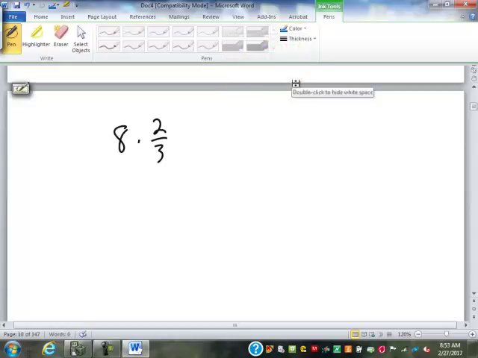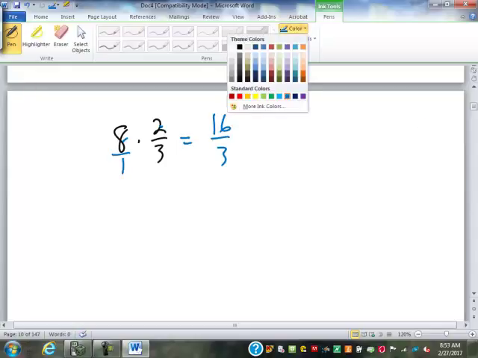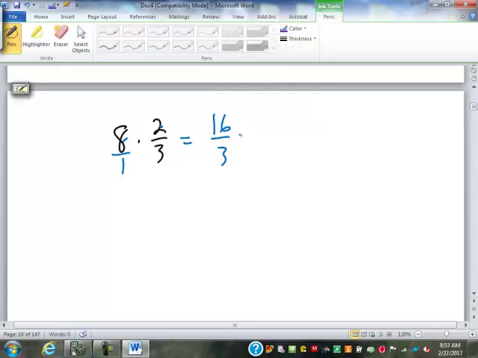How would you do a whole number times a fraction? Put a 1 under it. Good. So now it is 8 times 2 is 16, 1 times 3 is 3. And now, of course, that can be reduced. There are no variables in that, so that can be reduced to a mixed number. 3 goes into 16 how many times? 5 with 1 left over, so 5 and 1/3.